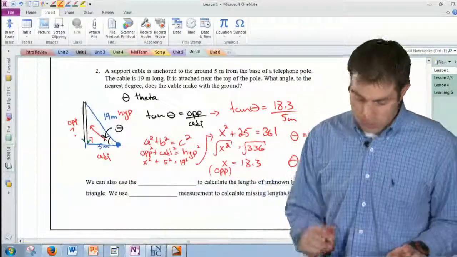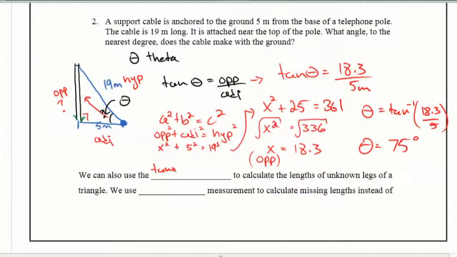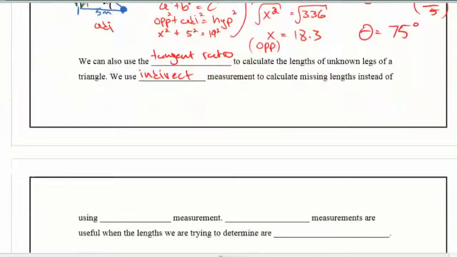So we can also use the tangent ratio to calculate the length of unknown legs of a triangle. We use indirect measurement to calculate the missing lengths instead of using direct measurement. Indirect measurements are useful when lengths we are trying to determine are very large.